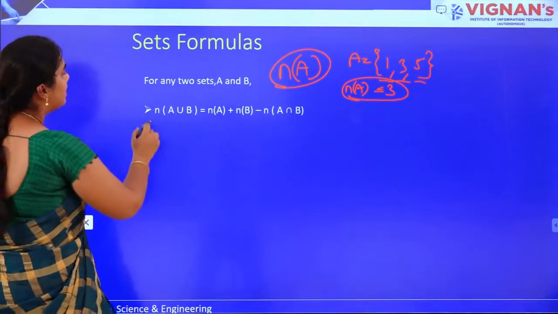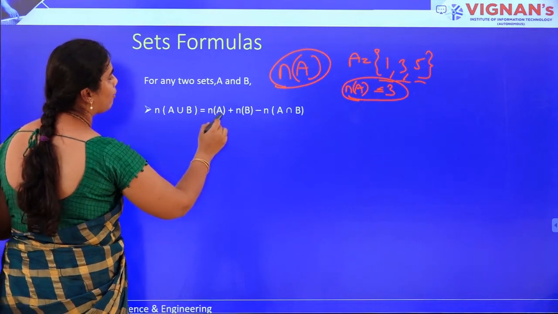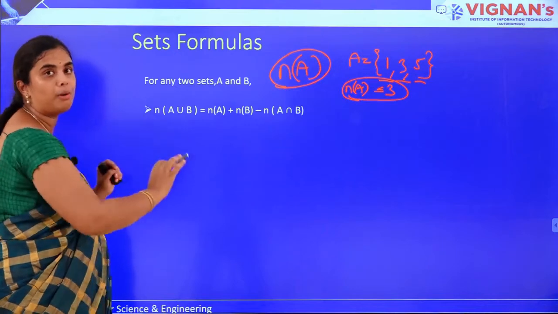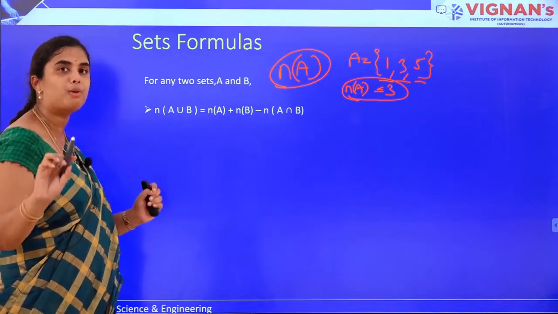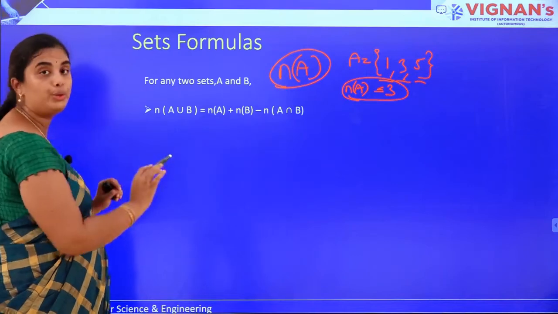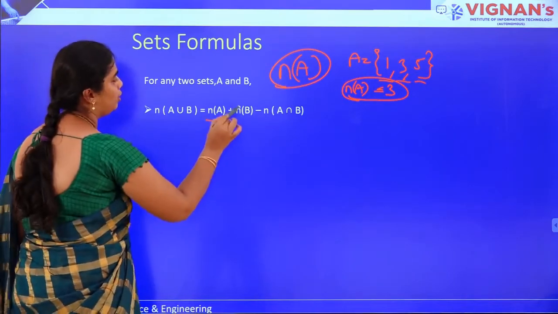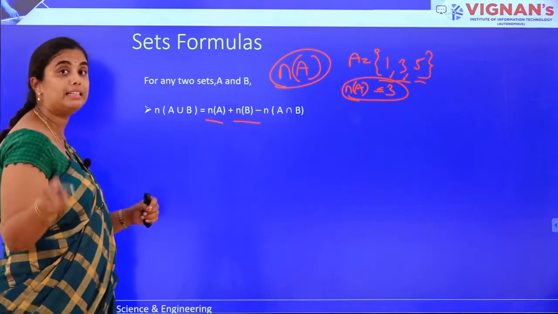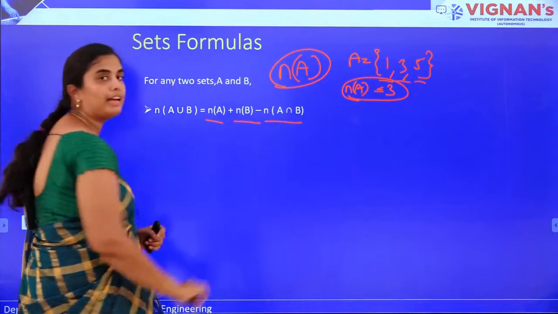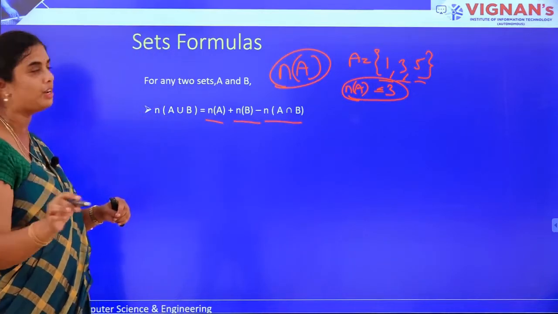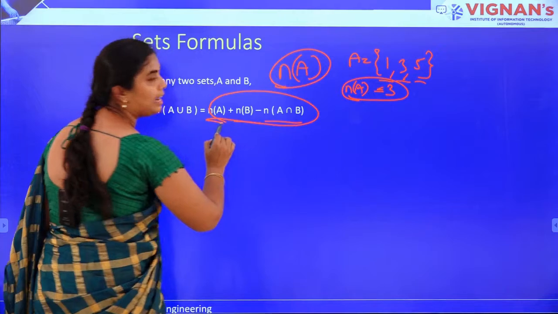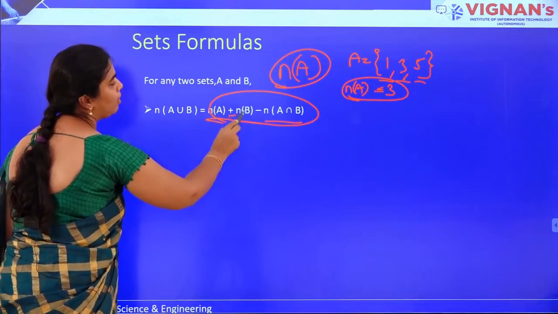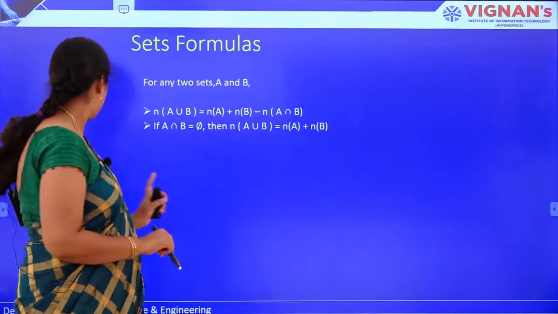The first formula is n of A union B is equal to n of A plus n of B minus n of A intersection B. That means, according to this formula, we are asked to find the number of elements present in the union of A and B. Firstly you need to find the number of elements in n of A, next the number of elements in n of B, and next the number of elements in n of A intersection B. If you get to know all these three numbers, then by applying these operations you can find the answer.